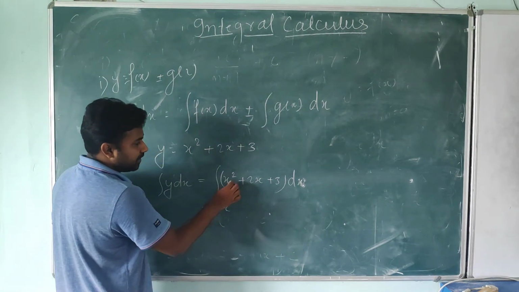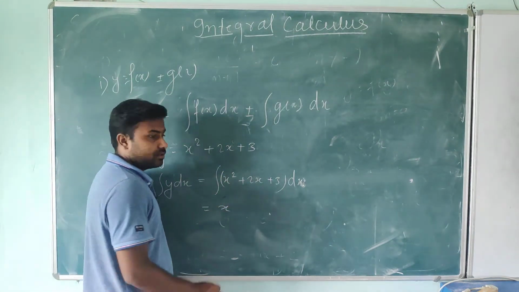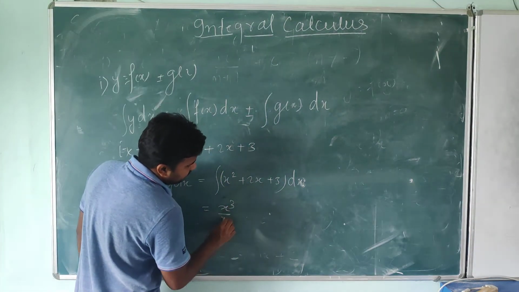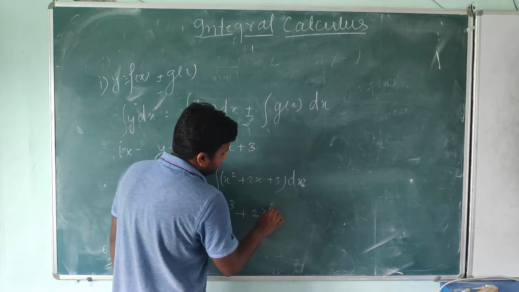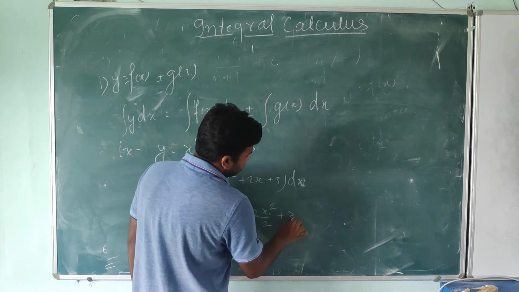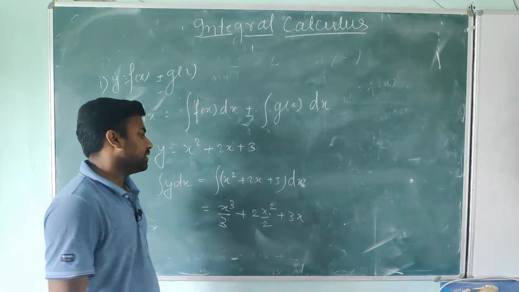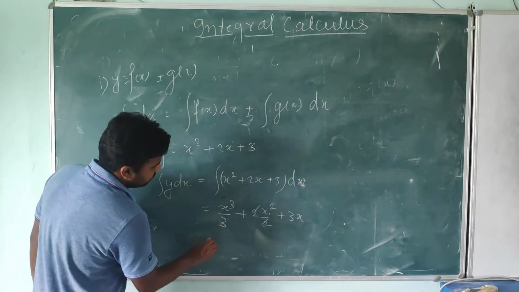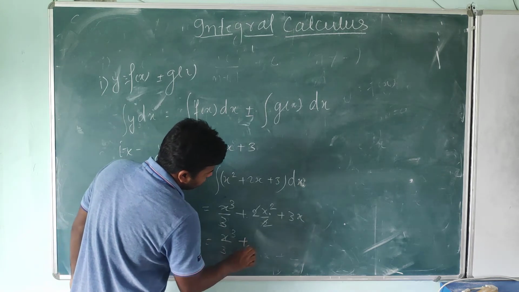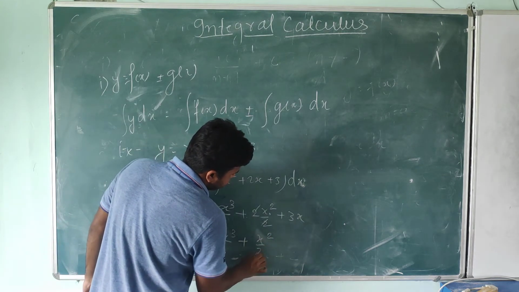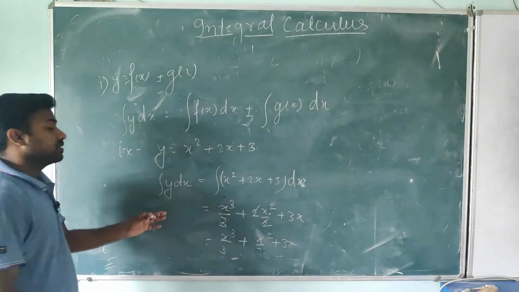So if you integrate individually, what will you get? X to the power n, here n is what? 2. So n plus 1, what will you get? x cube divided by 3, plus 2 into x square divided by 2, plus 3 into x. Nothing is given, integration of 3, what will you get? 3x. This 2 cancels out, so what are you getting? x cube by 3 plus x square plus 3x. This is the integration you will get.